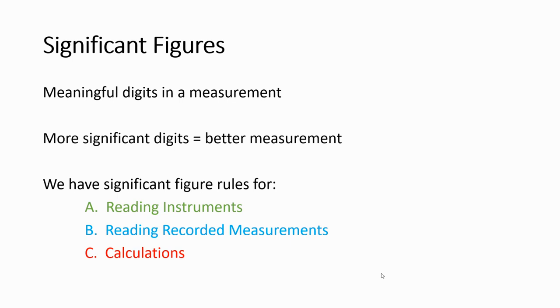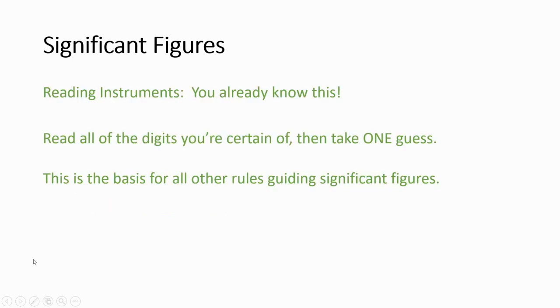We have rules for all sorts of circumstances, whether we're reading instruments, reading the recorded measurements of another scientist, or when we're doing calculations. We're going to break this up into a set of 3 videos where we look at each. This first one, we're going to look at how you determine significant figures from reading instrumentation. This is really at the heart of all of the rules that we talk about when we talk about significant figures. And we've already touched on this a little bit, but we're going to spend time today looking at a few different instruments to talk about how you make those readings.